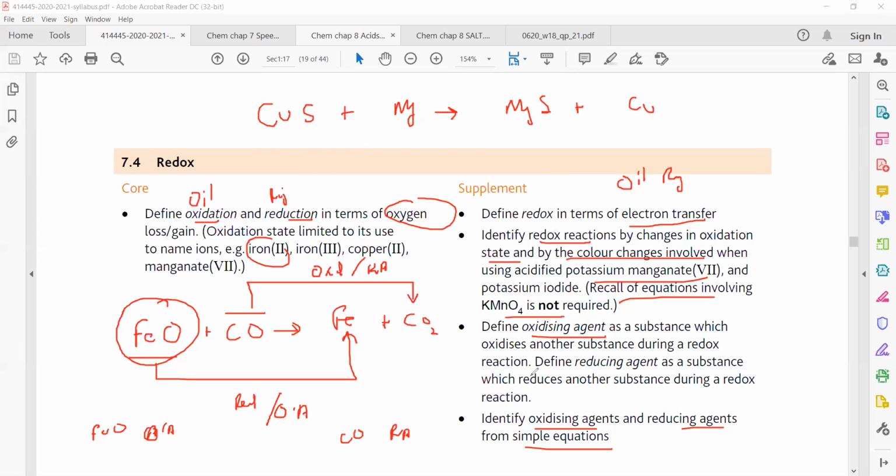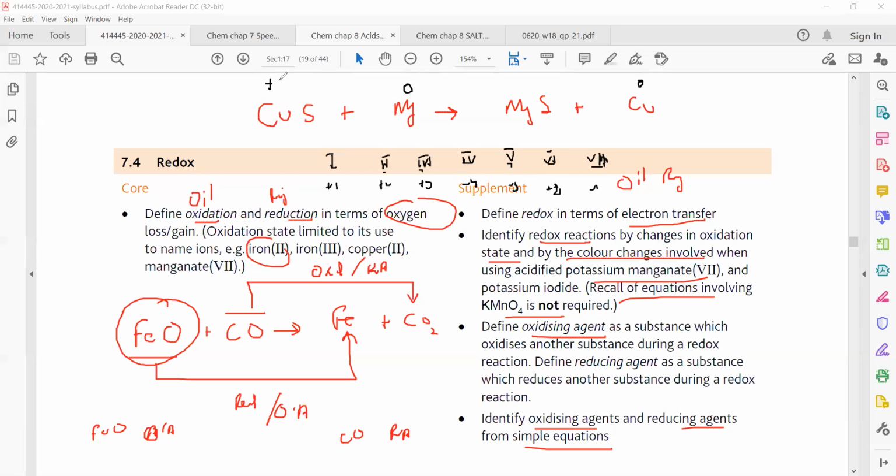Then using the group number, you will write the oxidation number. Group 1 is plus 1, group 2 plus 2, group 3 plus 3, group 4 minus 4 or plus 4, group 5 minus 3, group 6 minus 2, group 7 minus 1, and group 8 is 0. In an element, it's 0. So first I'll write 0 for the elements.